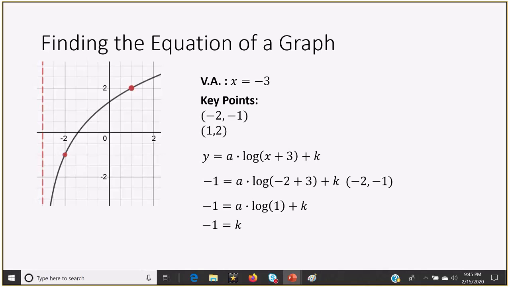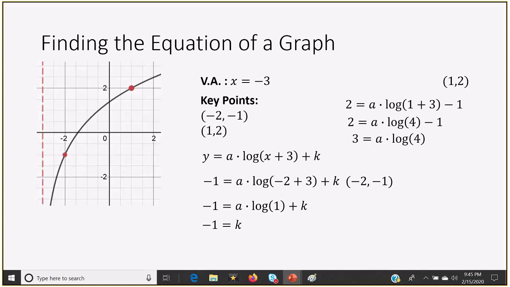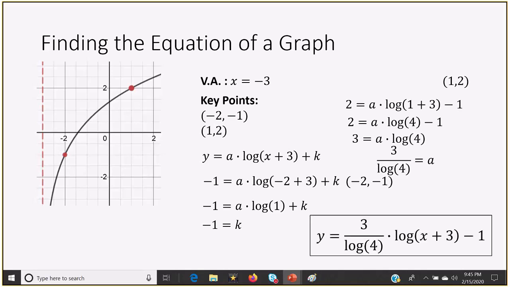And now we want to find my a. So I plug in my k, and I plug in my other key point, 1, 2. So my x becomes 1, my y becomes 2, and now I'm going to be solving for a as opposed to k. I add 1 to both sides. I divide both sides by log 4. And so that's it.